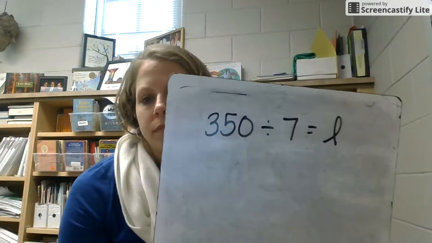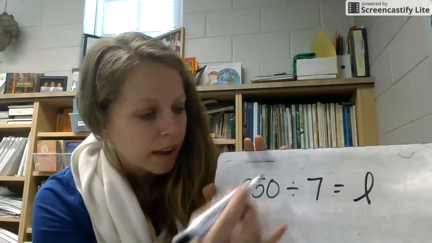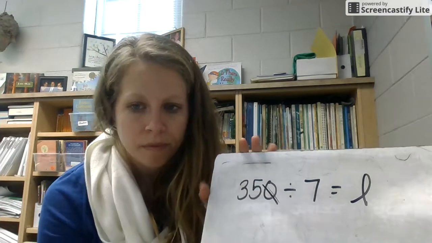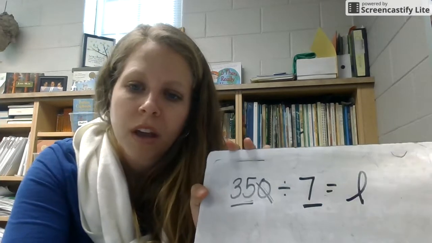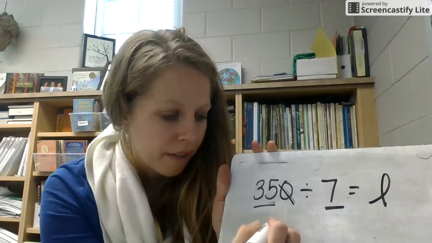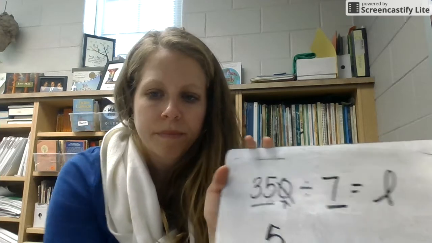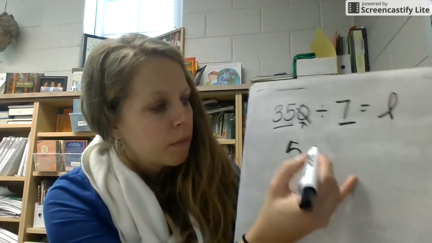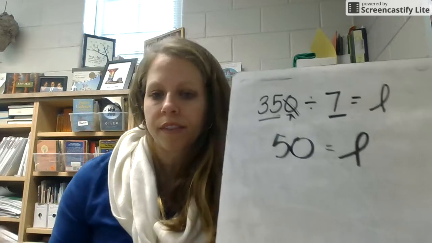But let's just say I have the number 350 divided by 7 equals L. When I'm looking at this, I don't worry about my 0. Okay, I'm just looking at my basic fact of 35 divided by 7. Well, 7 goes into 35 5 times. Now I'm going to go back and I'm going to get that 0 that I wasn't worried about before, because my answer is 50. L equals 50.